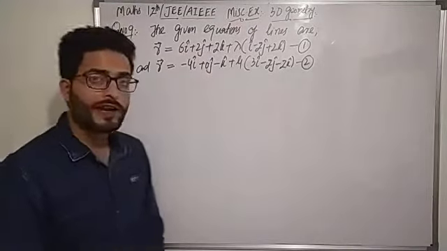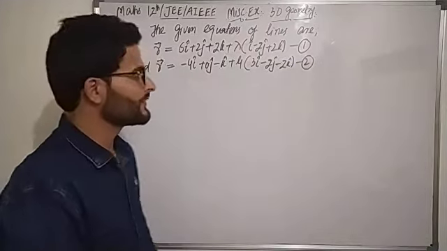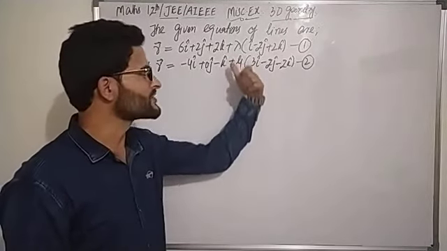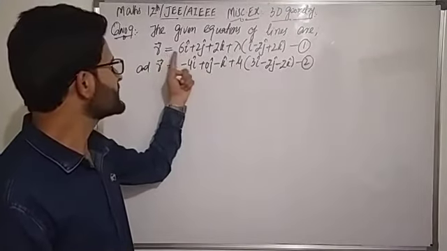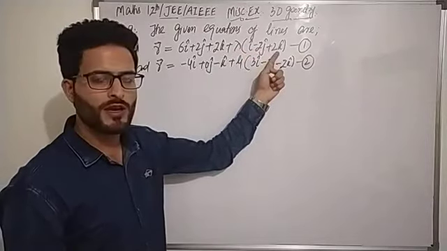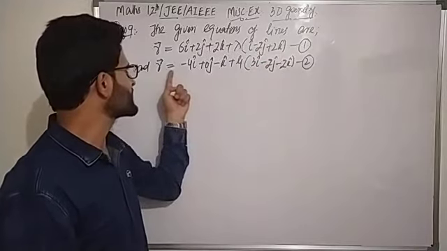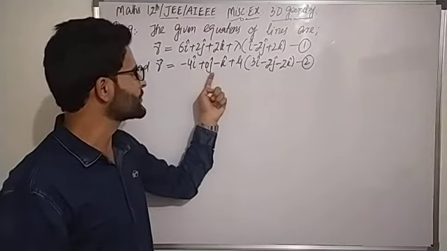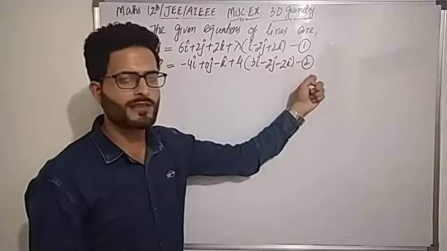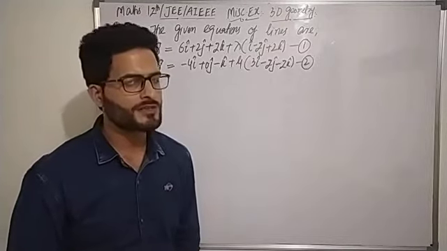In the previous class, we solved some questions of the miscellaneous exercise, and now we are on question number 9 of that same exercise. In that question, we have to find the shortest distance between the lines whose vector equations are given by r = 6i + 2j + 2k + λ(i − 2j + 2k), the vector equation of the first line. The vector equation of the second line is r = −4i + 0j − k + μ(3i − 2j − 2k). We need to calculate the shortest distance between them.